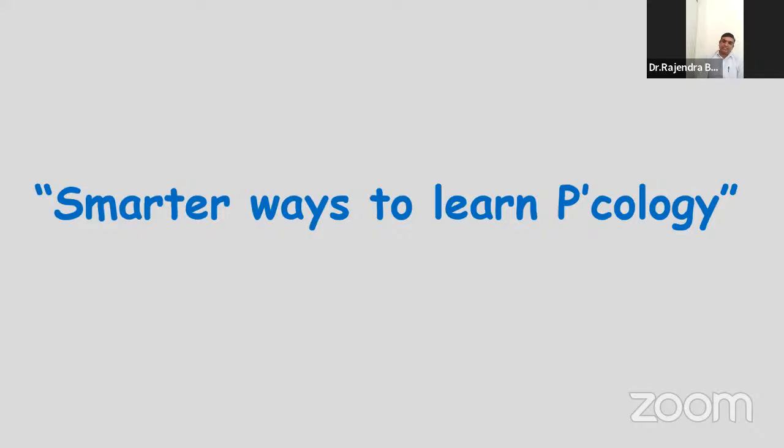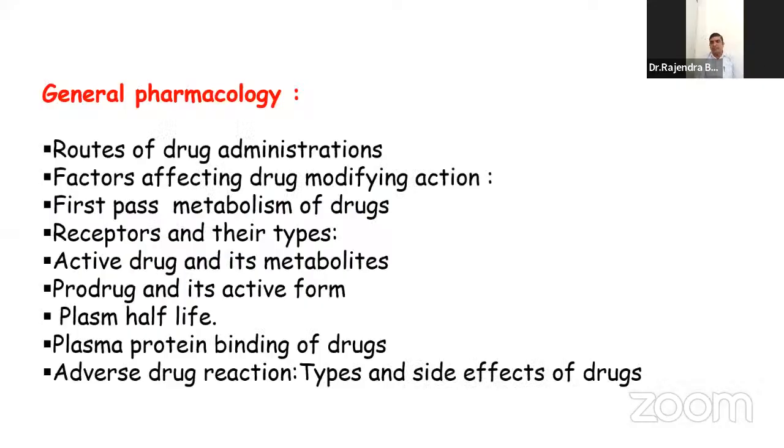Next slide, please. How will you go about pharmacology? There will be 30-40% questions in the drug inspector exam as well as the assistant drug commissioner exam from pharmacology and toxicology. Let us discuss how you will prepare for that. What are the smarter and shorter ways? What are the tricks to learn pharmacology? That we will discuss today.